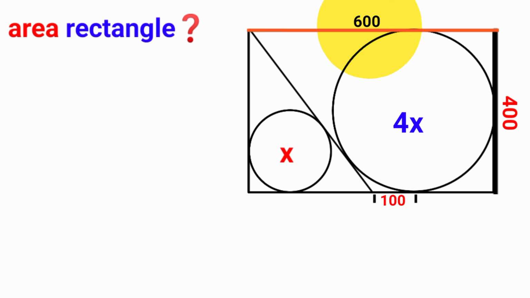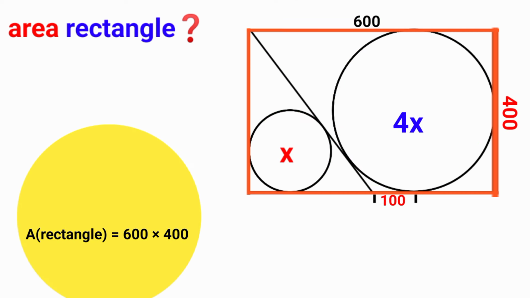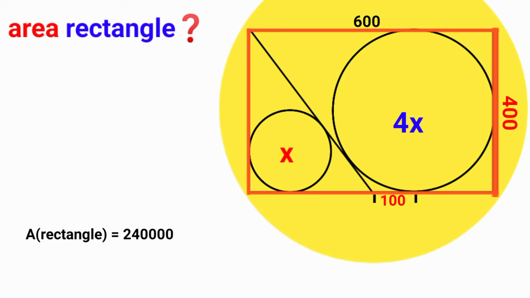To calculate the area of this rectangle, we'll just multiply this 600 by this 400. So the area of the rectangle equals 600 times 400, which is 240,000. So the area of this rectangle, which we are asked to calculate, is 240,000 square units.